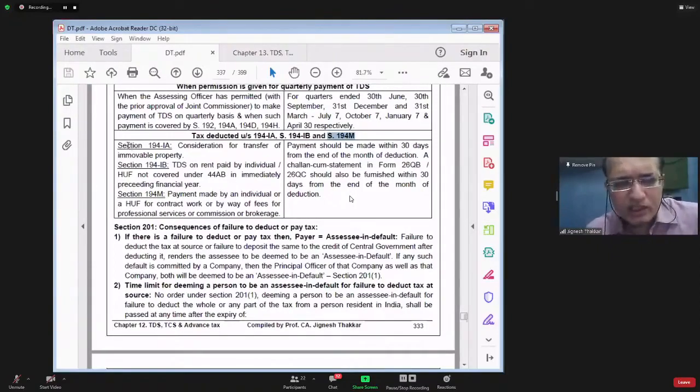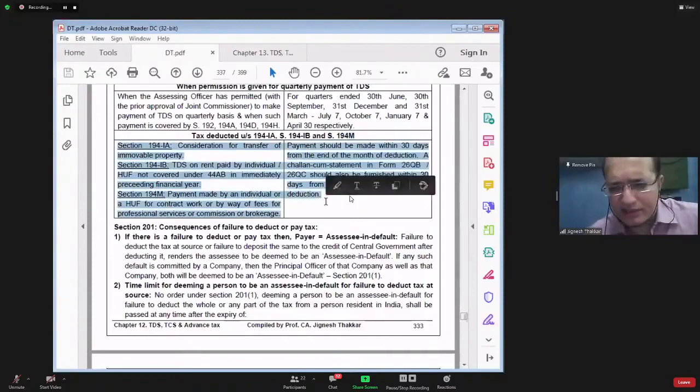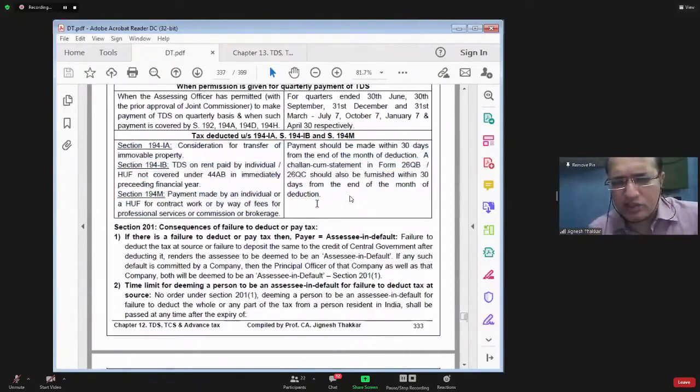See, such transactions will be generally very less, specifically pertaining to 194IA. While discussing section 194IA, if you recollect, in some section it was written that section 203A does not apply.